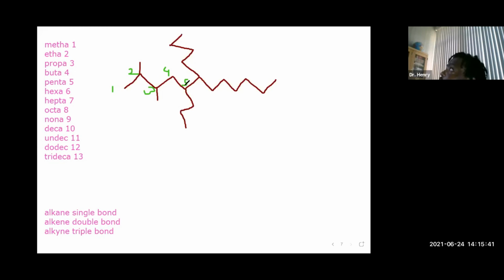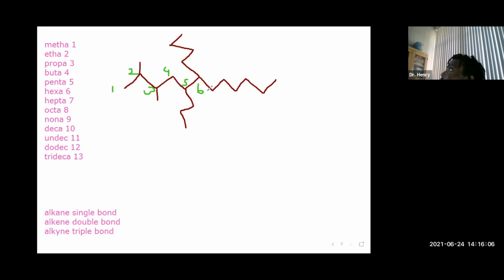Okay, so if I went 5, this would be 6, that would be 7, that would be 8, that would be 9, that would be 10. So that would be this way. If I went this way, that would be 6, this would be 7, this would be 8, this would be 9, this would be 10, this would be 11, this would be 12. So this is much longer than this guy. Would you agree? Okay, so let's go ahead and number that.